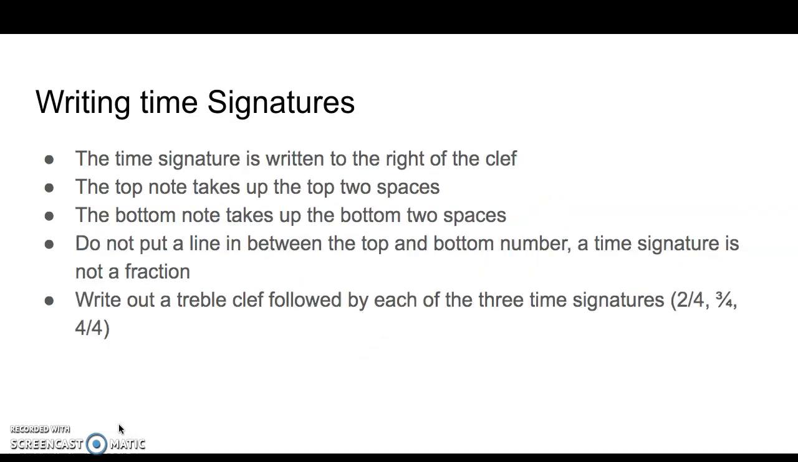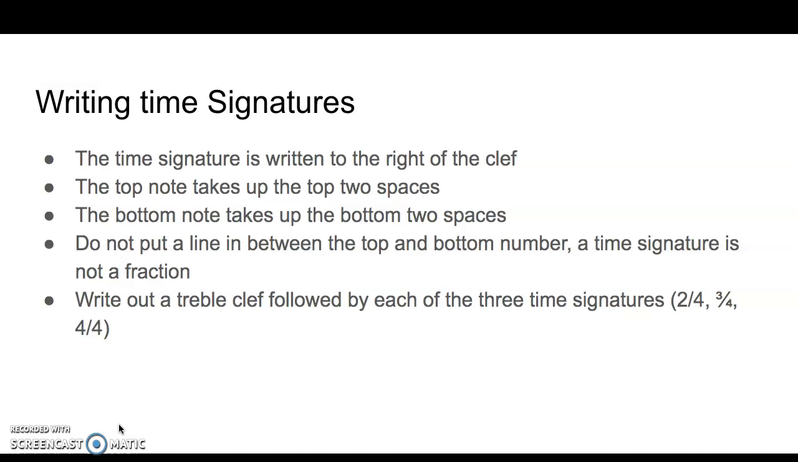Important notes about writing time signatures. The time signature is written to the right of the clef. The top number takes up the top 2 spaces. The bottom number takes up the bottom 2 spaces. Do not put a line in between the top and the bottom number, as a time signature is not a fraction, even though there is some mathematical element to it.